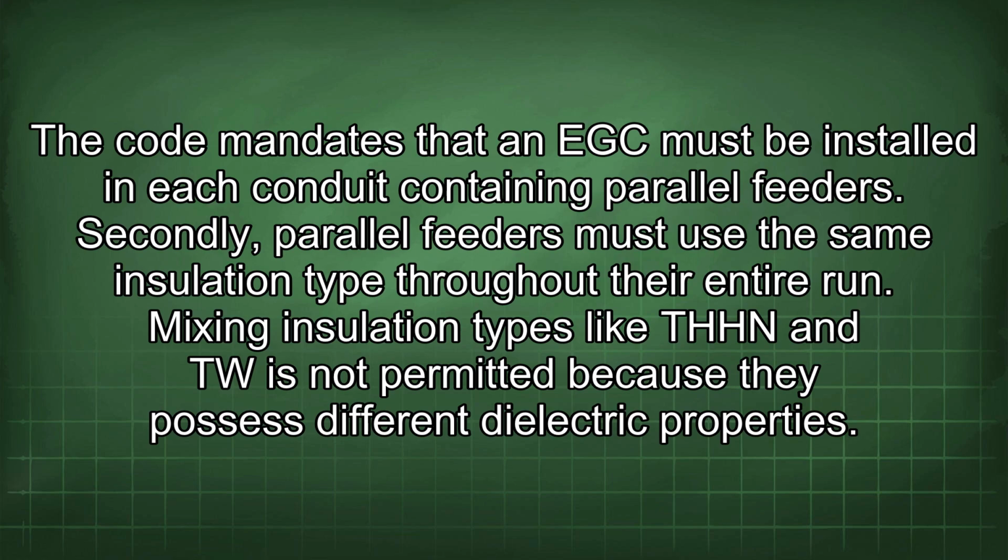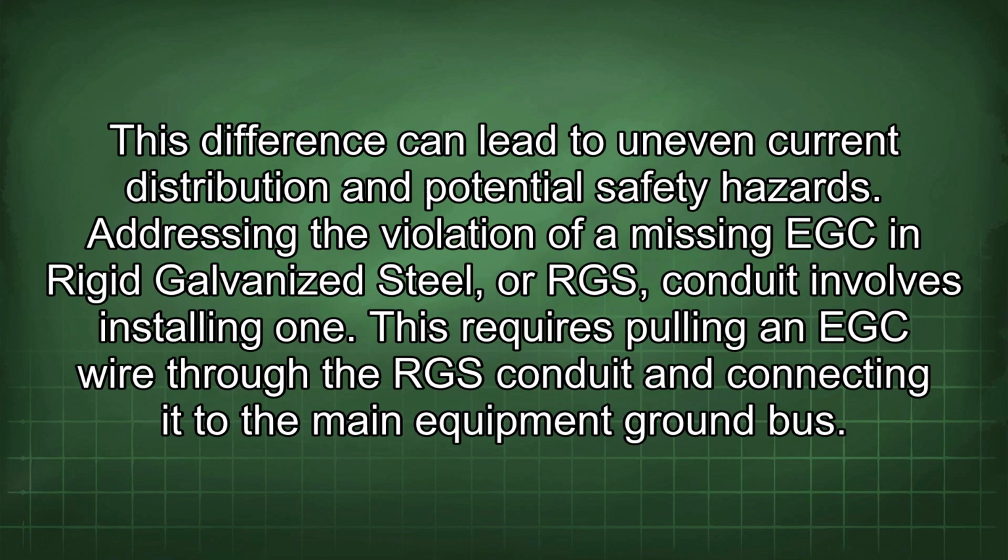Secondly, parallel feeders must use the same insulation type throughout their entire run. Mixing insulation types like THHN and TW is not permitted because they possess different dielectric properties. This difference can lead to uneven current distribution and potential safety hazards.